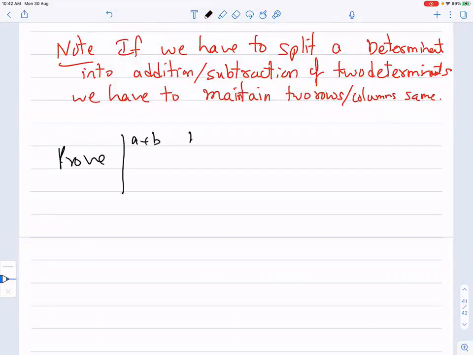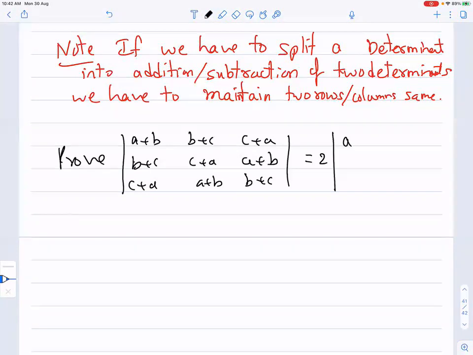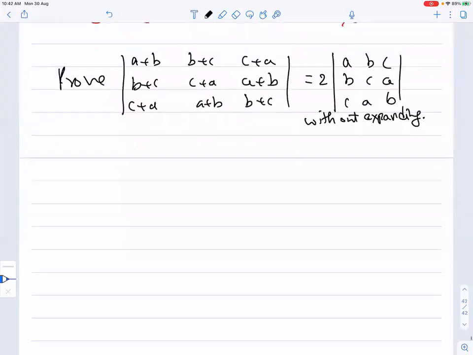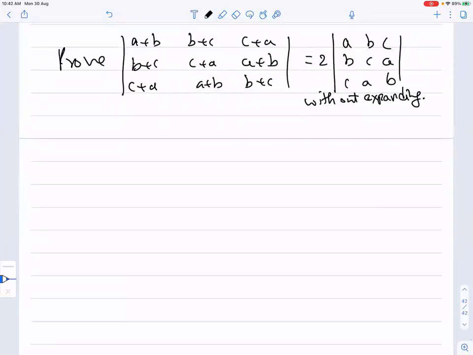Prove that the determinant of a plus b, b plus c, c plus a; b plus c, c plus a, a plus b; c plus a, a plus b, b plus c equals 2 times the determinant of a b c; b c a; c a b, without expanding. So I'm going to take the LHS, break it into small determinants, and prove that it is equal to 2 times that right hand side one.